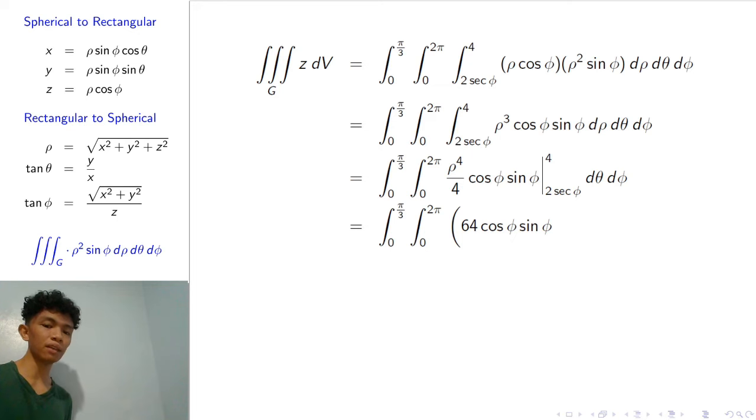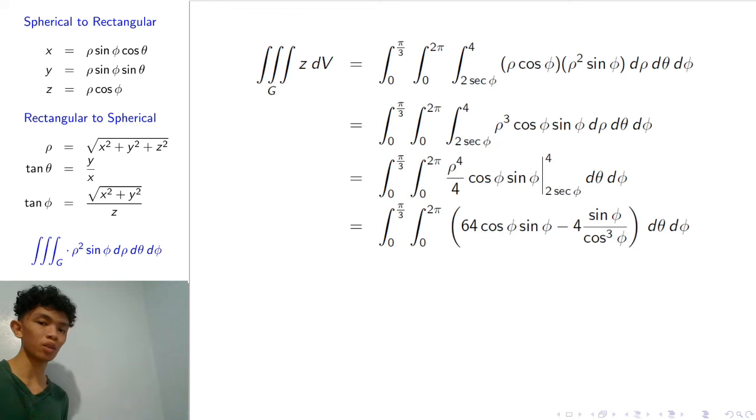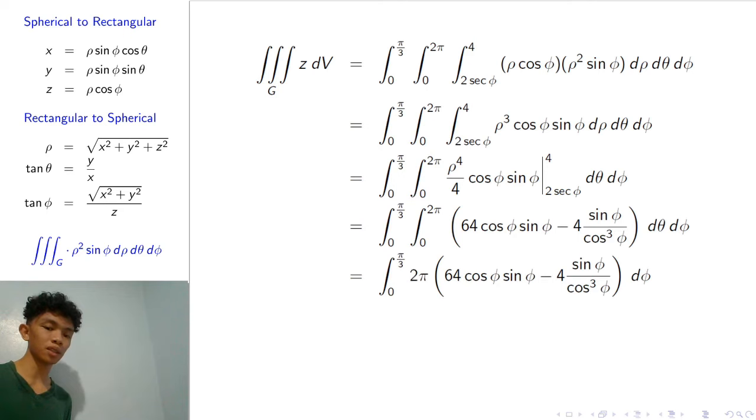64 cosine phi sine phi. And then evaluation at 2 secant phi gives us 16 over 4, which is just 4, secant to the power 4 of phi, which, with the cosine phi, gives us secant cube of phi, or cosine cube of phi in the denominator, if we simplify. So you get negative 4 sine phi over cosine cube of phi for integration with respect to theta and phi. So the integration with respect to theta gives us just 2 pi.